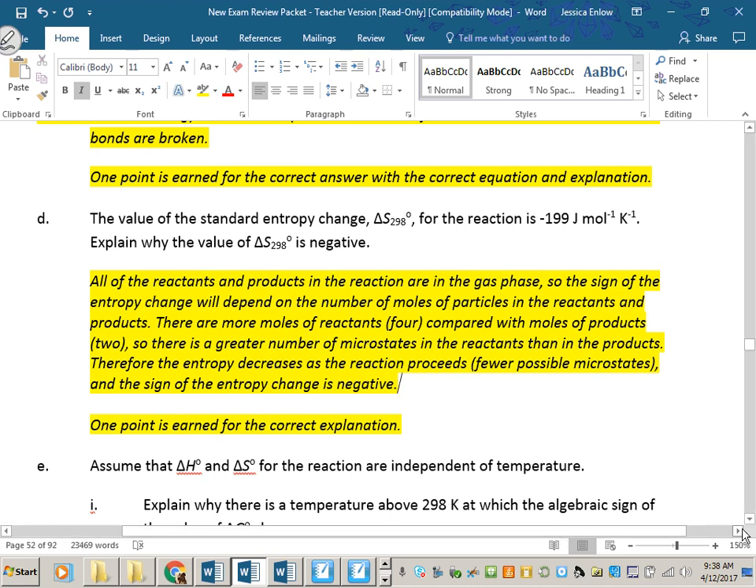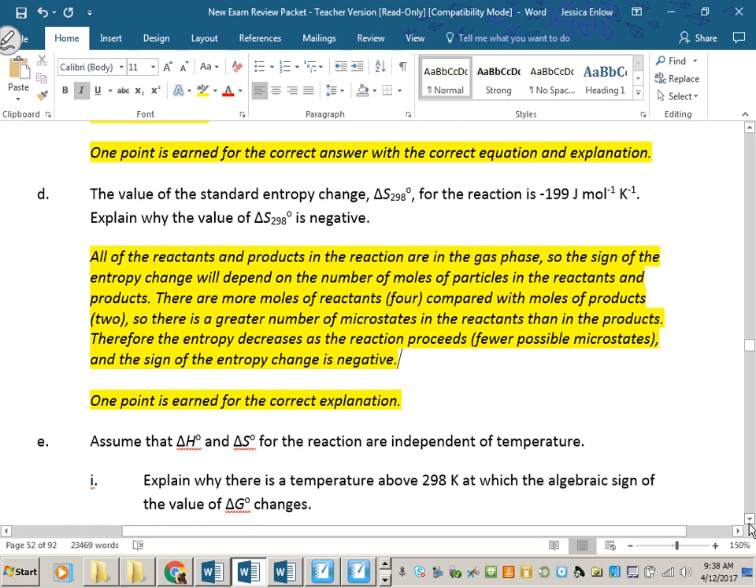All right, so how do you solve the last one here? Explain why there is a temperature above 298 at which the algebraic sign of delta G changes. So you're talking about this, they're independent. How did you guys start to pull these two parts together? I think this is one that people left blank.